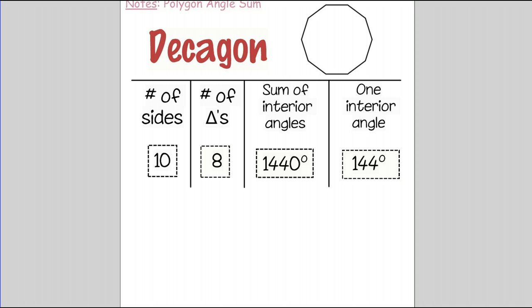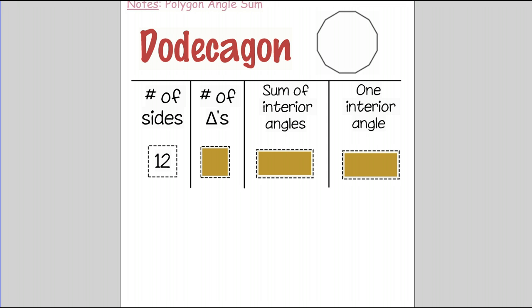Last one, we skip 11. I don't even know what an 11-gon is called. But I do know what 12 is called. It's just like decagon, but you put a do in front. Dodecagon. I'm just going to reveal these 10 triangles, 1,800 degrees, and 150 degrees for each angle.